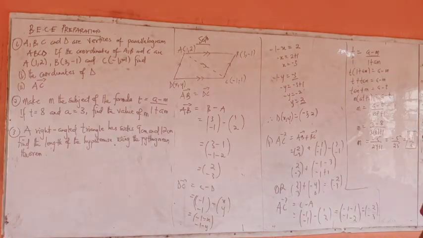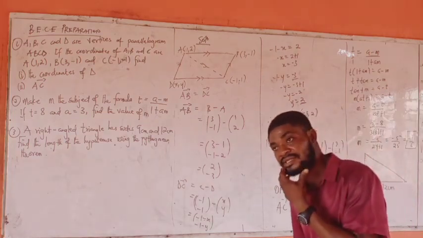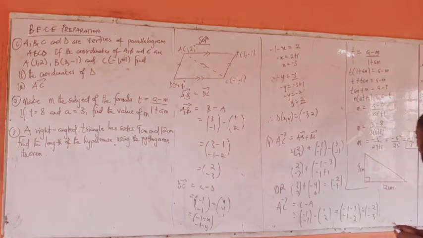A right angled triangle has sides 9 centimeters and 12 centimeters. Find the length of the hypotenuse. So as long as I have my 90 degrees, that's a right angled triangle. 12 centimeters can be here, 9 centimeters here. We know that the hypotenuse squared should be equal to the sum of the squares of the other two sides. So h squared is equal to 9 squared plus 12 squared.